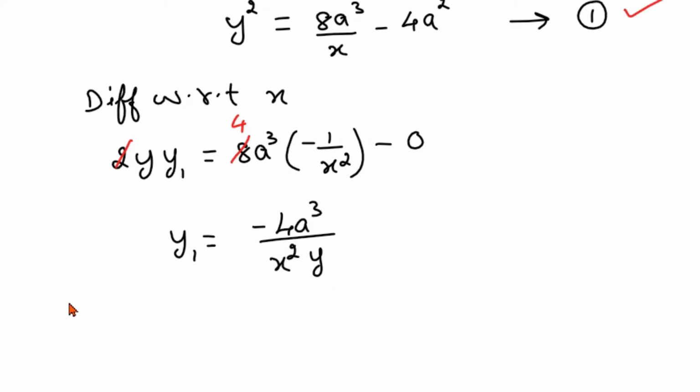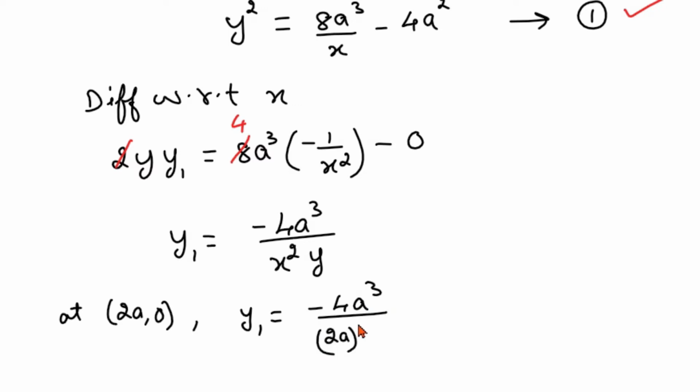Now I need to find this y1 at the point (2a, 0). The value of y1 will be equal to minus 4a cube divided by x square, where x is 2a, so (2a) whole square, into the value of y, which is 0. Since 0 is in the denominator, anything divided by 0 will give infinity. So this value will tend to infinity. If y1 is infinity, then the radius of curvature will also tend to infinity. But we want the finite radius of curvature.